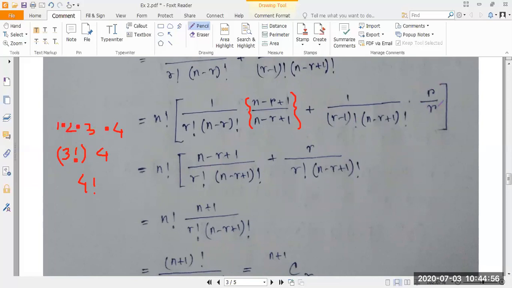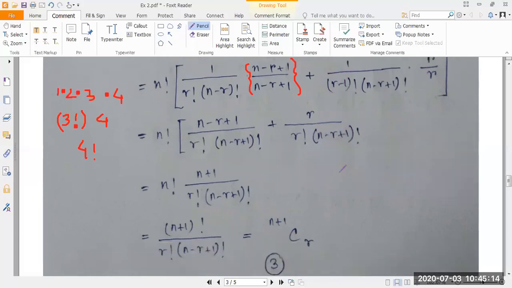Next, what I do on this side is I multiply r and (r−1) factorial. Going by the same procedure, I'll have (r−1) factorial into r, where r is the next term of r−1. I get r factorial. So I have r by r factorial into (n−r+1) factorial. Now, I didn't close the bracket here.